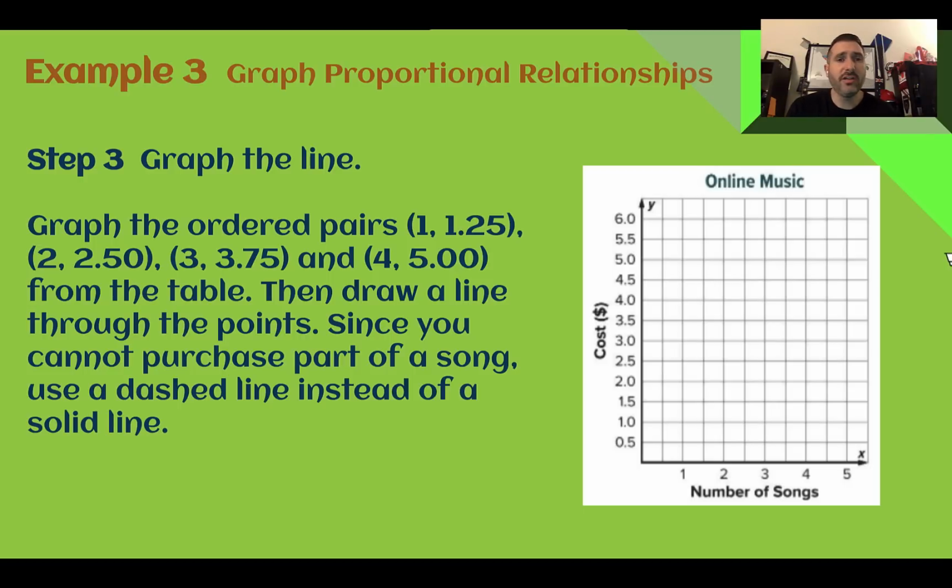Step three, let's graph the line using those coordinates that we just figured out. So one song was $1.25, one song, here's a dollar, here's $1.50, so $1.25 would be about halfway between. Two songs was $2.50. So that one's gonna be right on that intersection. Three was $3.75, so here's $3.50.